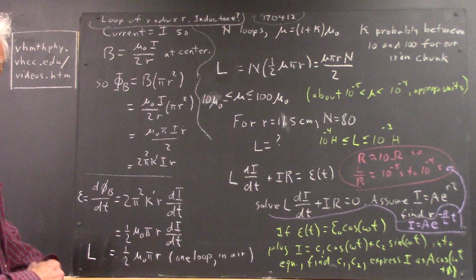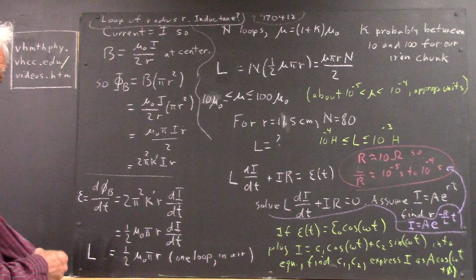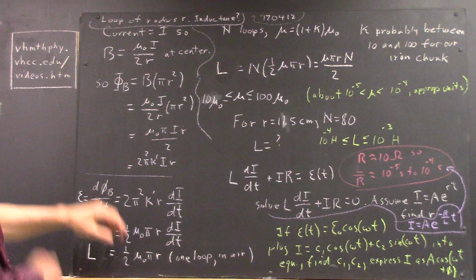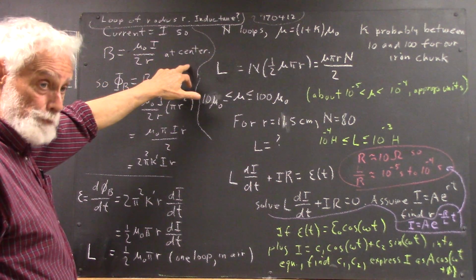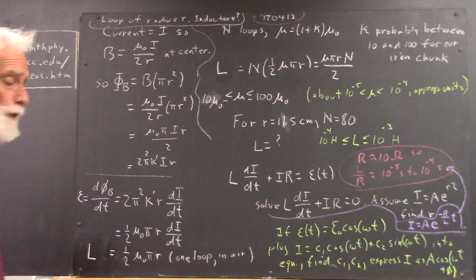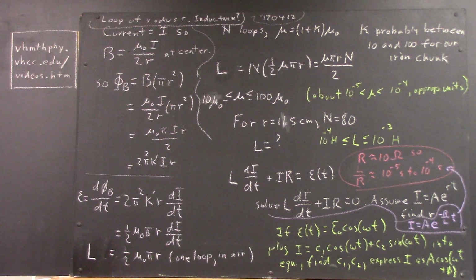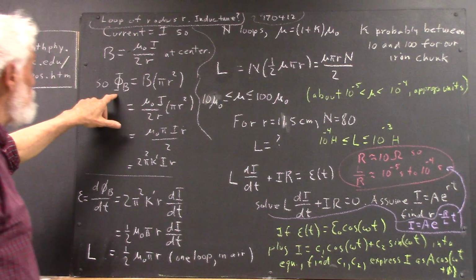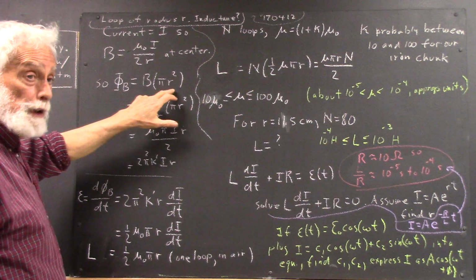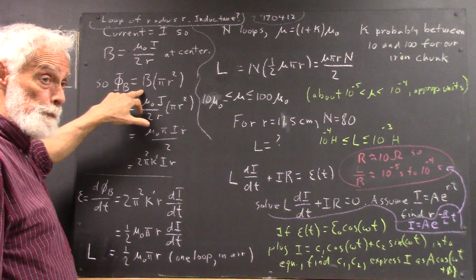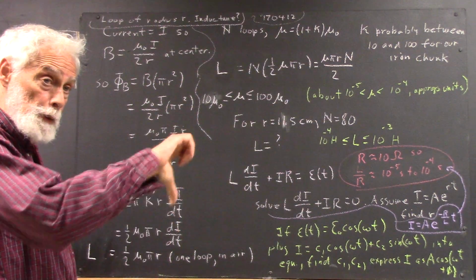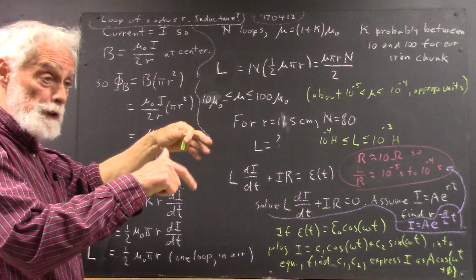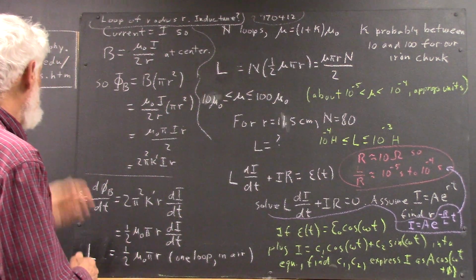Assume the current in the loop is I, so that the magnetic field at the center is going to be mu naught I over 2r. That's at the center. Now, the magnetic flux is going to equal the field times the area. This is the field, this is the area, and we know from the right-hand rule that the magnetic field is perpendicular to the loop.